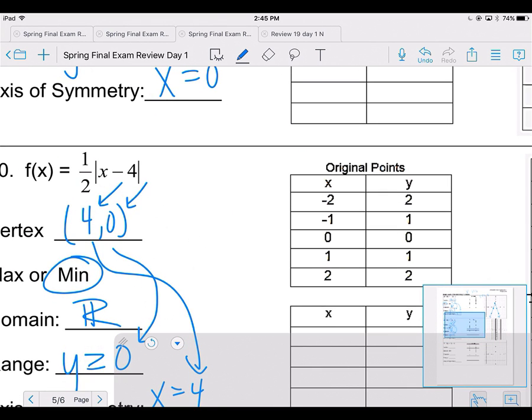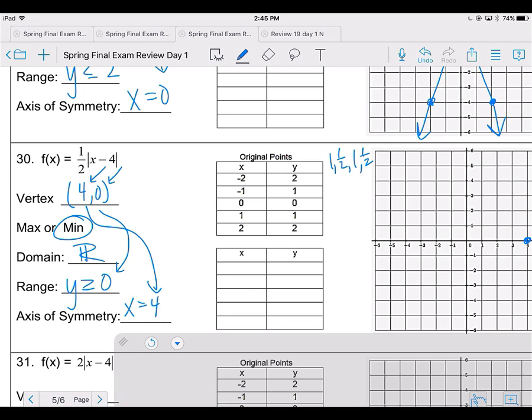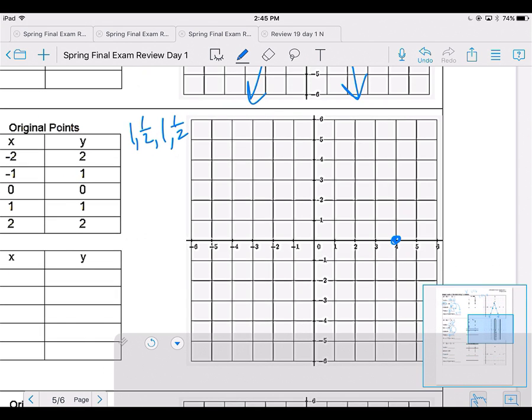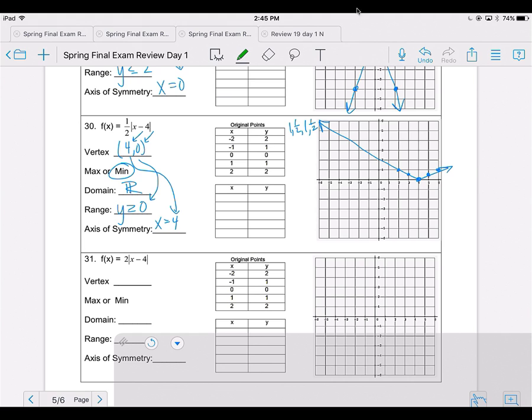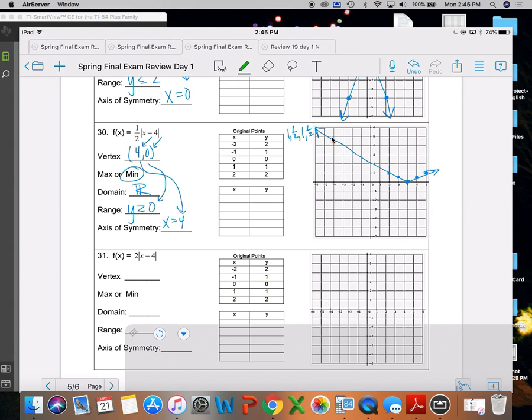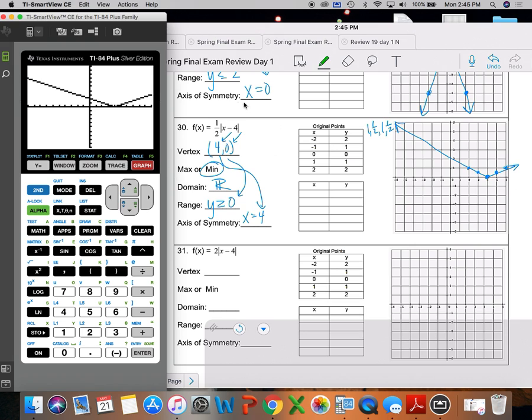My pattern is going to change by 1/2. So 1, 1/2, 1, 1/2. So I go right 1 up 1/2, right 1 up 1/2, left 1 up 1/2, left 1 up 1/2. Remember, absolute values are very symmetric. Okay, and that's kind of what my graph looked like. This graph is just scaled differently. It only goes to positive 6 and negative 6. But my graph does look like that. It's shifted to the right, and it's very wide.